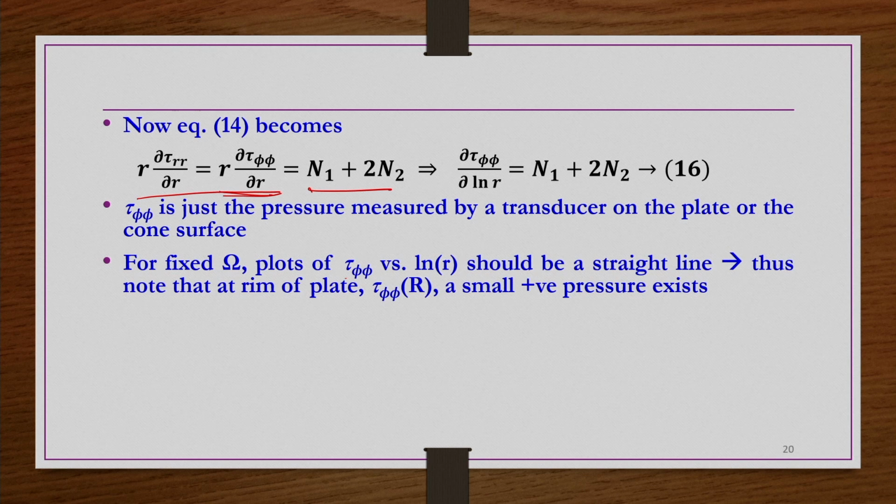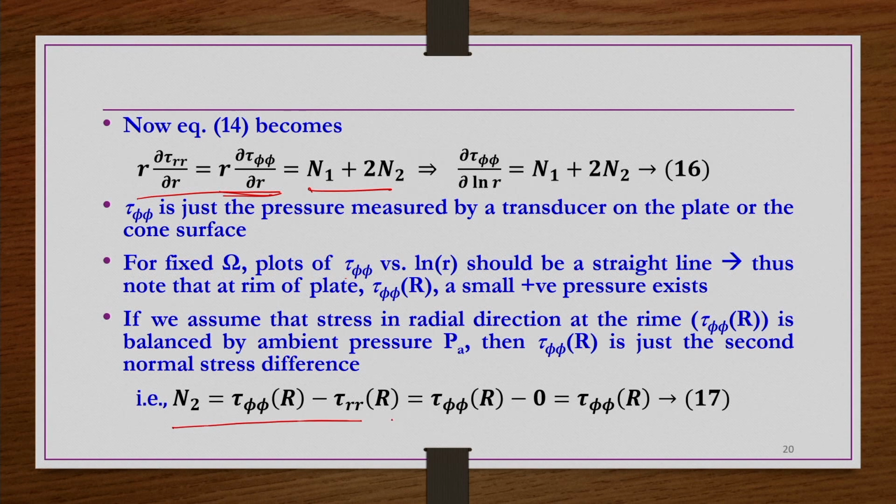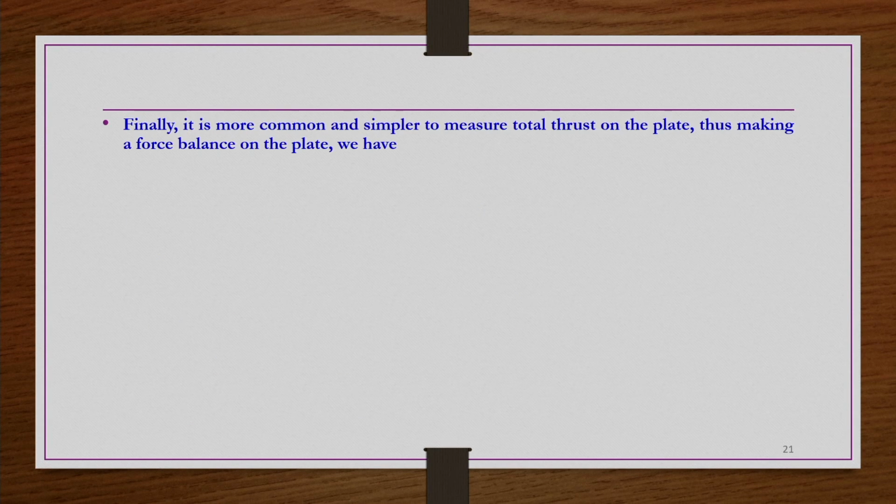Obviously, that means at the rim of the plate, that is at r equals capital R, τ_φ should have a small positive pressure. If we assume that the stress in the radial direction at the rim is balanced by the ambient pressure Pa, then τ_φ at r is the second normal stress difference, and we can get it using this equation. It is simpler to measure the total thrust on the plate.